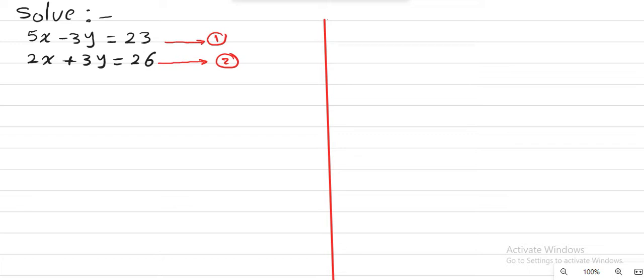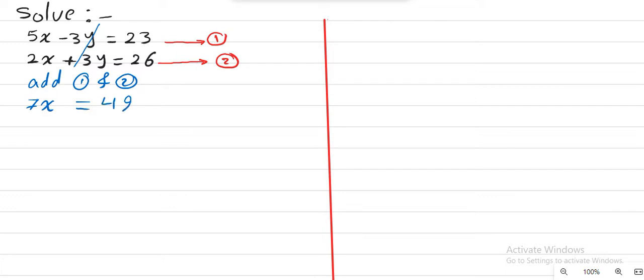So the first step after getting one variable with the same number and different signs is to add the two equations. So we'll say add equation 1 and equation 2. If we add the two equations, we will add similar parts with each other: x with x, y with y, and number with number. If we add x with x, 5x plus 2x, it's 7x. Negative 3y plus 3y we will eliminate because it's 0, and that's why we named it the elimination method. Equal 23 plus 26 equals 49.